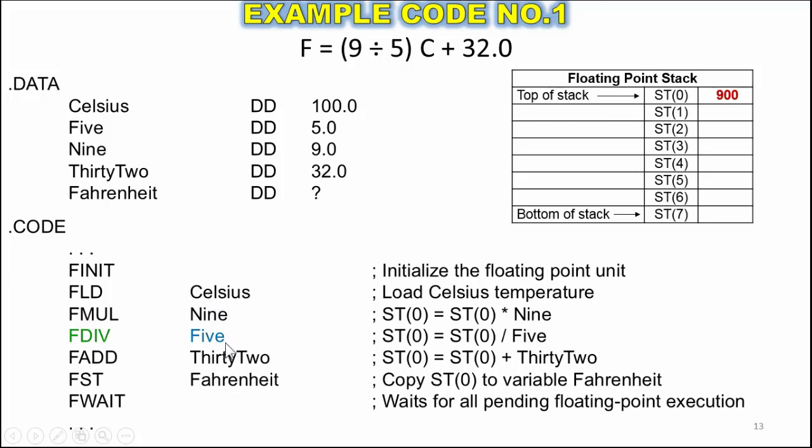The next command, fdiv 5, divides the value of the top of the stack by the value of the variable 5, which is 5. And the quotient, which is 180, is stored and replaces the value of the top of the floating point stack. Using this formula, ST at index 0 is equal to ST at index 0 divided by the variable 5.